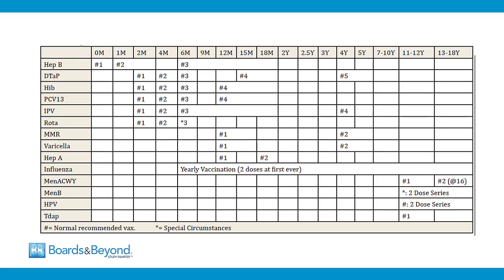Okay, back to this slide. So we talked about the first group of vaccinations, which is really only one vaccine, that's hepatitis B, given at birth. And then we just talked about all the 1-year vaccines, which are MMR, varicella, and Hep A.